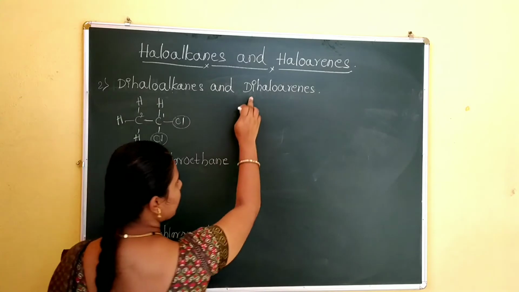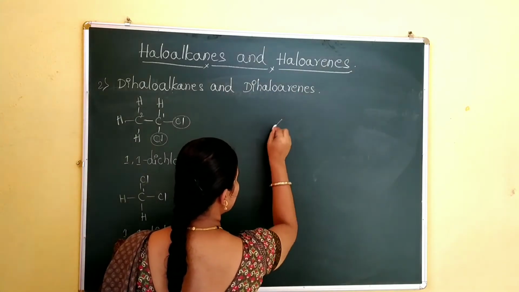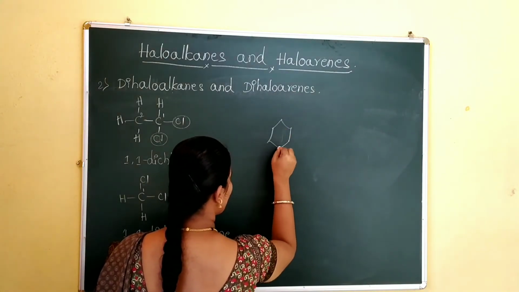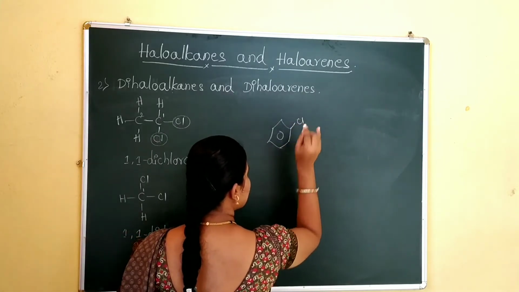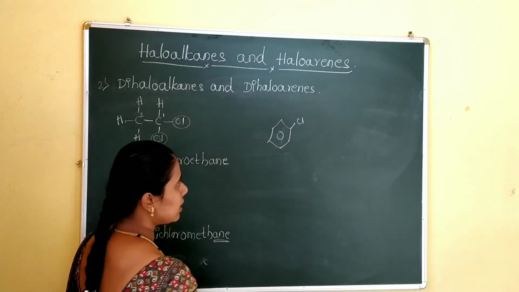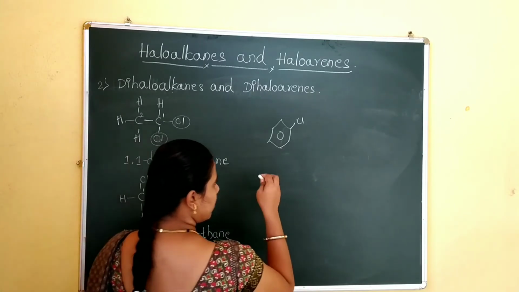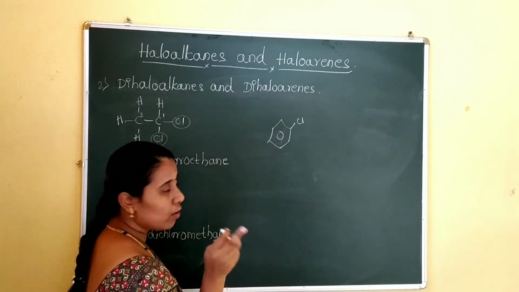Similarly, examples for dihaloarenes. See here, this is the aromatic hydrocarbon benzene. If one hydrogen atom is replaced by a halogen atom like chlorine, then it becomes a monohaloarene.